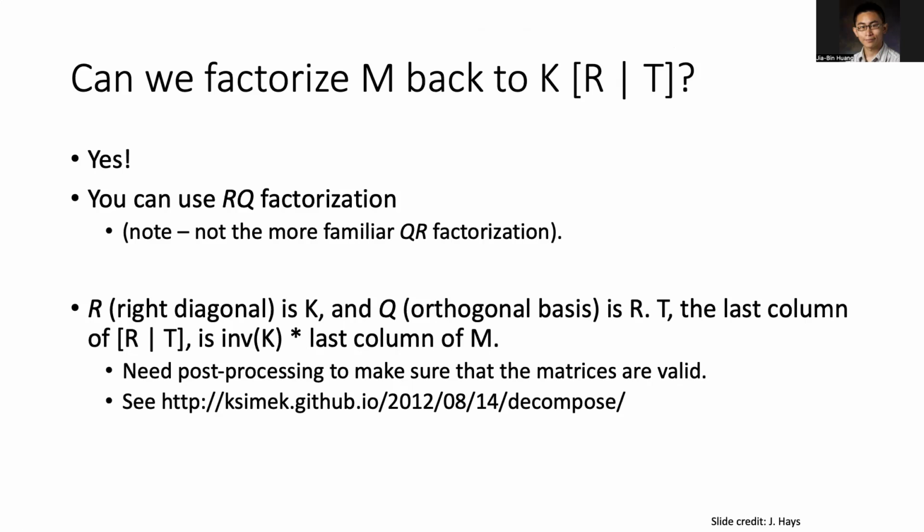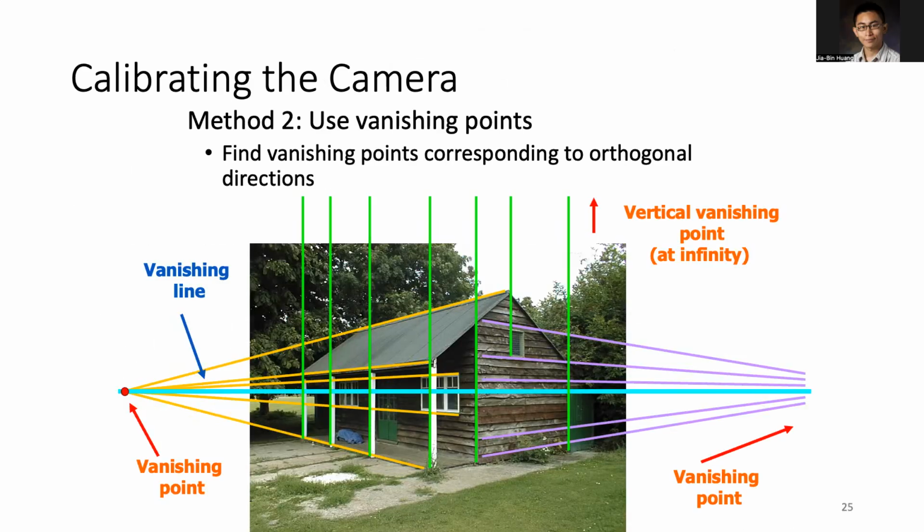So what you really want is, can I take a picture, maybe of a building, and then automatically recover what's the focal length of that picture? Okay, so if you are able to recover the vanishing points, then you can do that. Okay, so here's a second method that can do that.